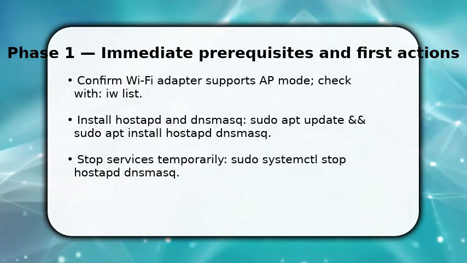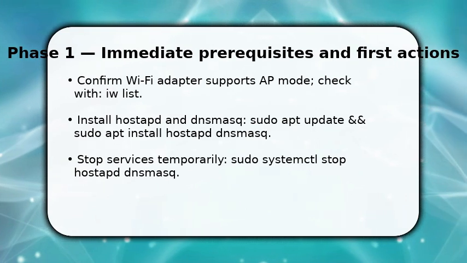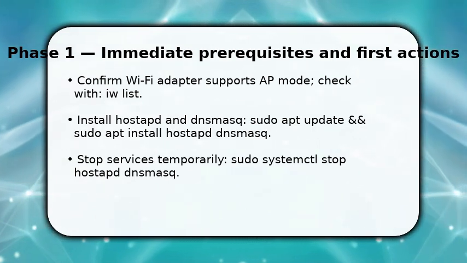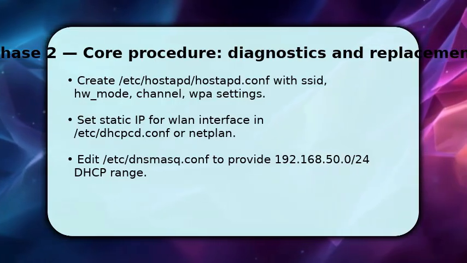Make sure you have sudo access and note your primary internet interface name. You'll bridge or NAT traffic from that interface to the hotspot. Now you configure hostapd and dnsmasq so clients get addresses and connect.